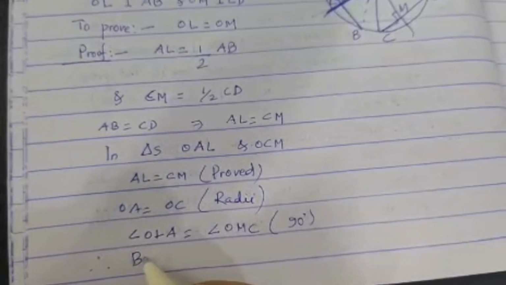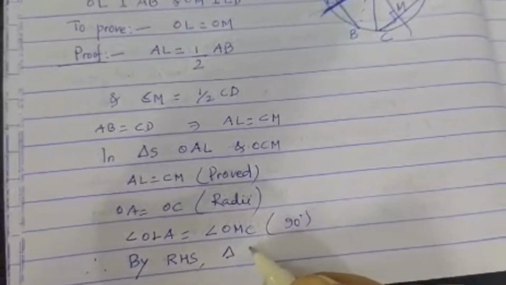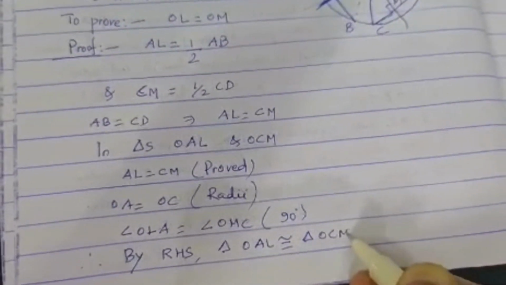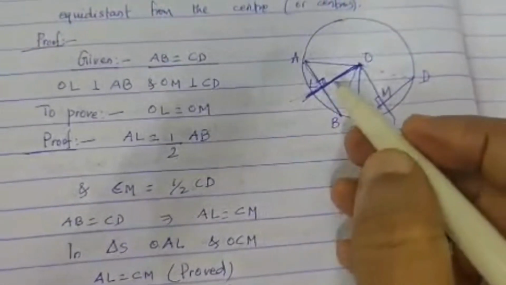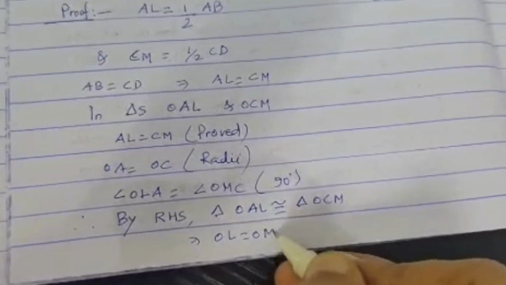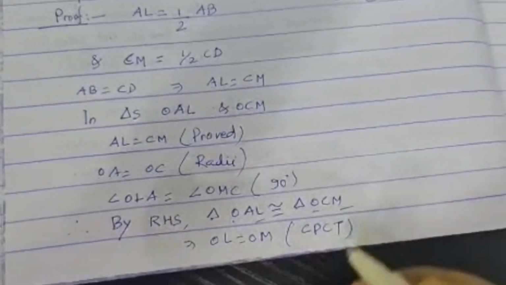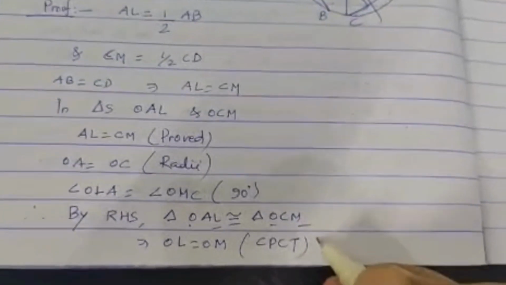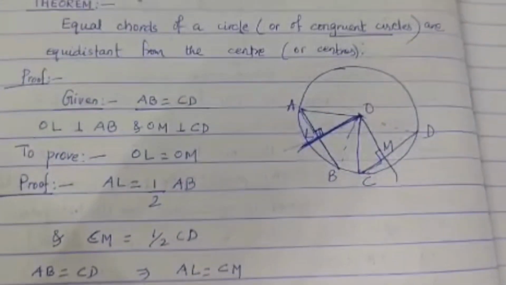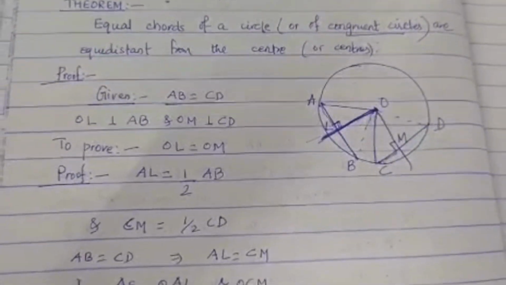Therefore by RHS we can say that triangle OAL is congruent to triangle OCM, and therefore we can say that OL equal to OM by CPCT. Now it is proved. So we have seen that equal chords of a circle or of congruent circles are equidistant from the center or centers.